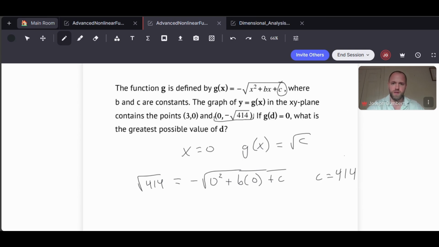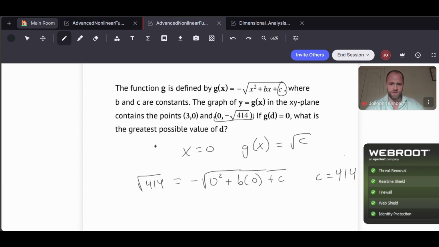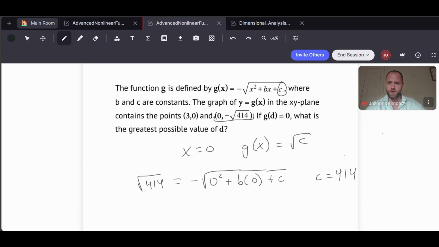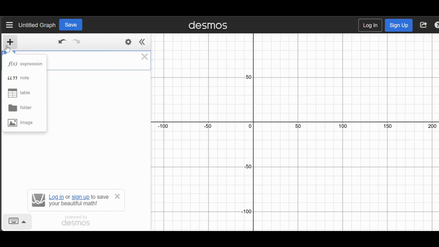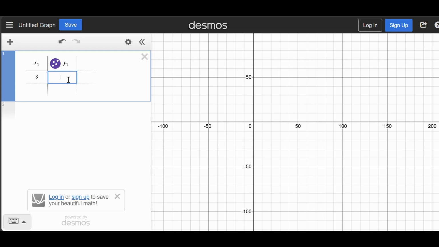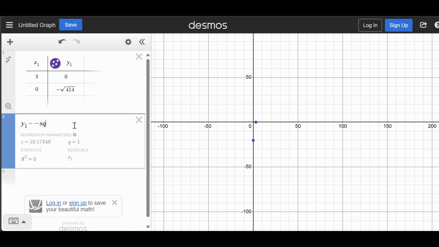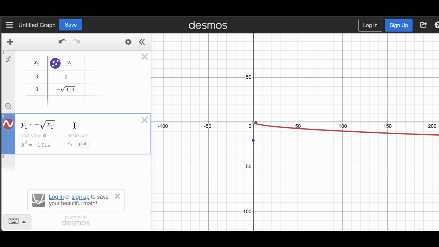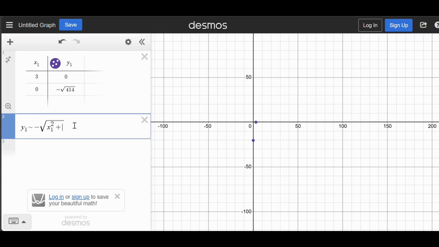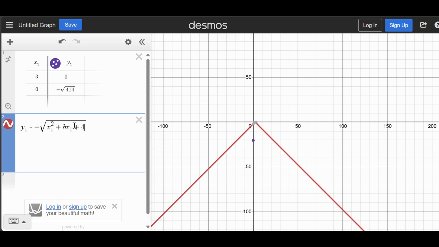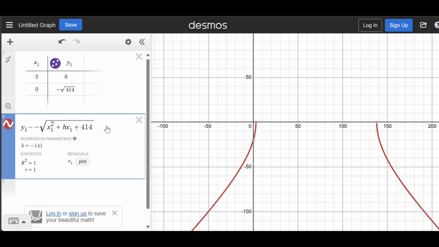So with that out of the way, let's go ahead and plot a regression in Desmos, which we've seen a lot in most of our other videos. So we're going to add the table here. We're going to get (3, 0), then (0, negative the square root of 414). All right, and then we're going to do y1 tilde negative the square root of x1 squared plus bx1, and then plus 414 for our c value.